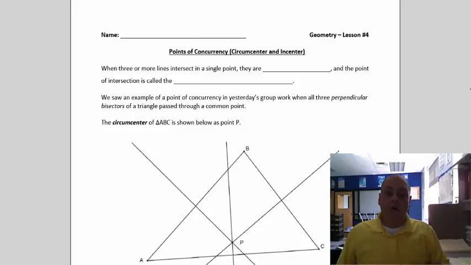All right, lesson number 4. We're going to start looking at what are called points of concurrency, and that's the circumcenter and the incenter. Now, right now, that probably means nothing to you. That's just vocabulary.